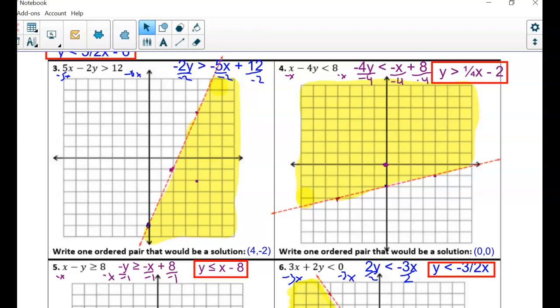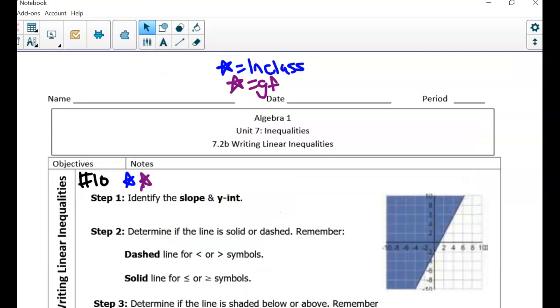Right. There is one last piece we need to talk about with graphing inequalities. It's like the reverse of what we were just doing. So find the page that looks like this. Should be the next page.